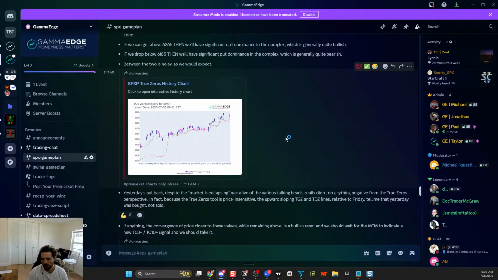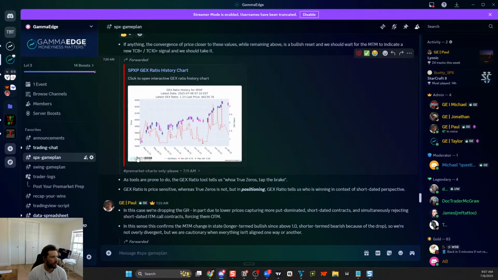Going through the same tools, looking at true zeros, trending higher, good to see. Looking at the GEX ratio, this is a bit lower than the SPX-A. You can see a bit of a divergence between price action moving higher and GEX ratio moving lower. This in and of itself is not necessarily an actual signal. It's just more of the context of the market saying there could be a little bit of deterioration in the structure. So we just need to keep our head on a swivel here.